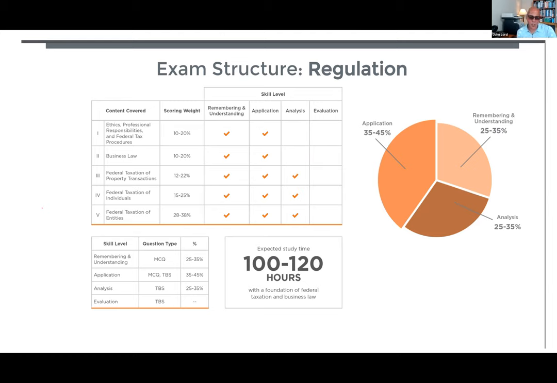Now, the suggested times you saw for each one of these, I didn't pay much attention to that because I'm going to be talking to you about the amount of time that you should be spending week to week on this material. I'll get into that when we get to the how to study file.